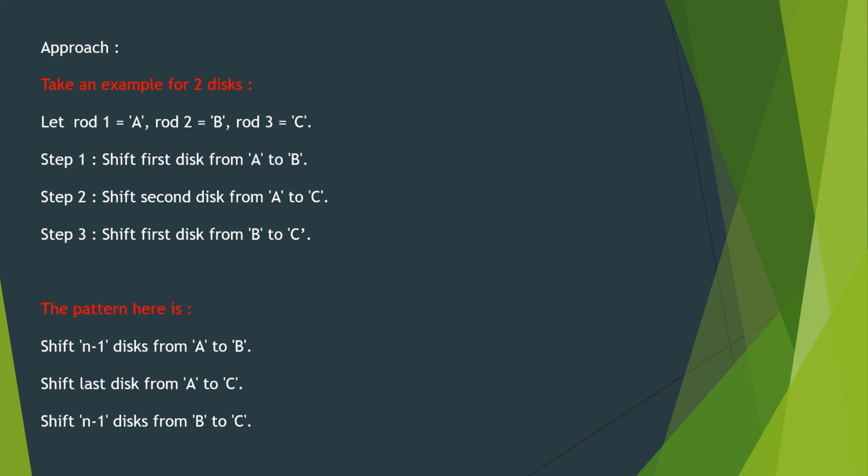So the pattern is here. Shift n-1 disk from A to B. Shift last disk from A to C. Then shift n-1 disk from B to C. So we can generalize the Tower of Hanoi problem here.